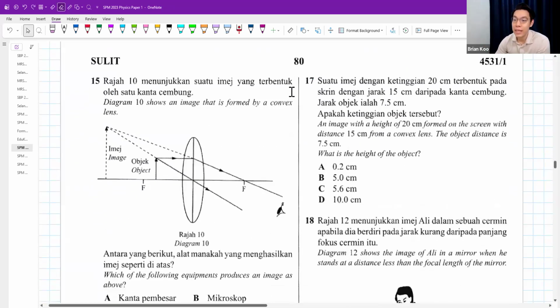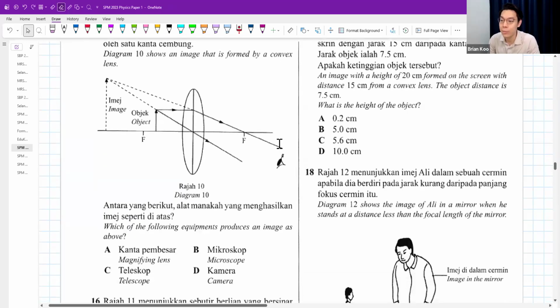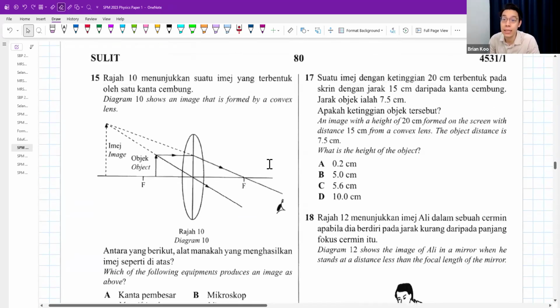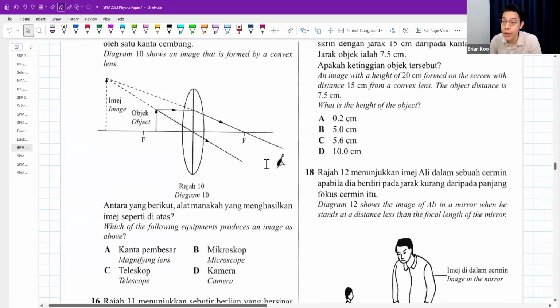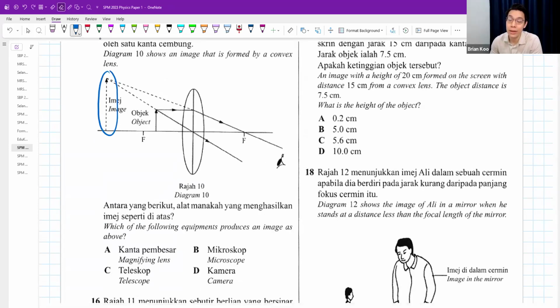Okay, number 15. Diagram 10 shows an image formed by a convex lens. Which of the following equipment produces an image as above? We have a convex lens, and we are trying to produce an image that is virtual, upright, magnified. I don't think the answer is C or B, because usually microscope, telescope, they have two lenses. Normally they have two lenses.